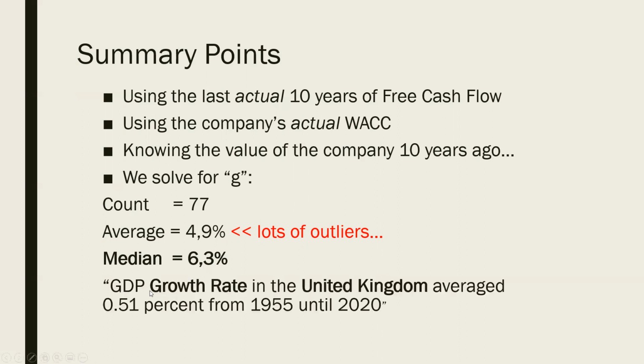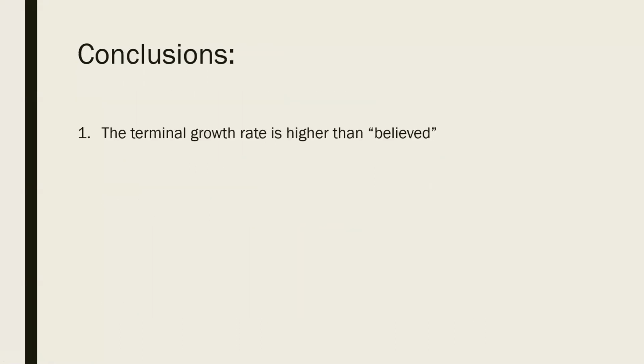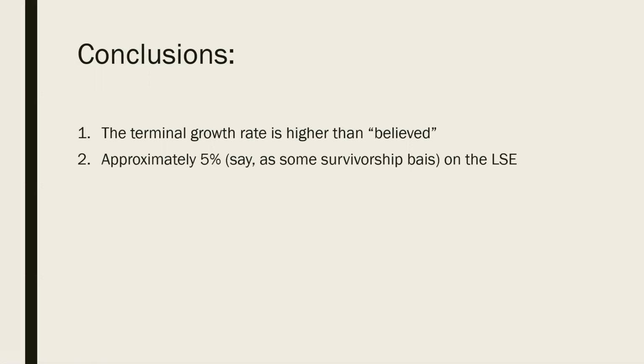And if you look at the actual GDP growth rate in the UK since 1955 to 2020, so we're not exactly overlapping perfectly here, but it's 0.5%. We're getting answers of 5% here. So it's suggesting to us that the terminal growth rate is higher than is believed, probably quite a bit higher than GDP. Let's say about 5% on the London Stock Exchange.